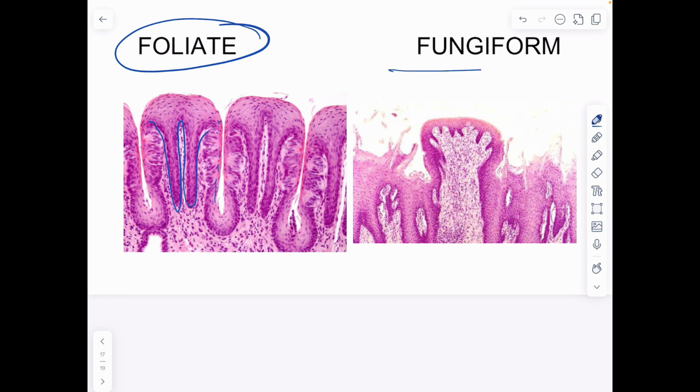And finally, the fungiform. How will you identify a fungiform papilla on the histological slide? By its mushroom shape, thinly keratinized, scattered among the filiform papillae. You can see this is the mushroom-shaped, thinly keratinized papilla, which is scattered amongst the filiform papillae. It also contributes to the function of taste, so the taste buds are also present in the fungiform papillae.